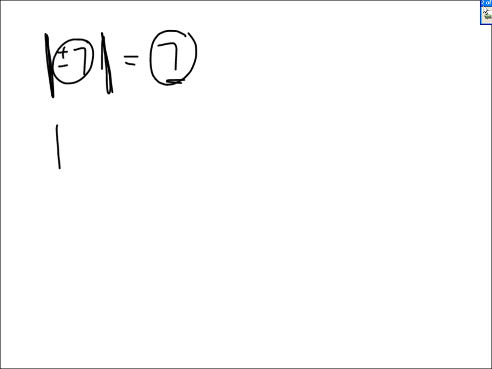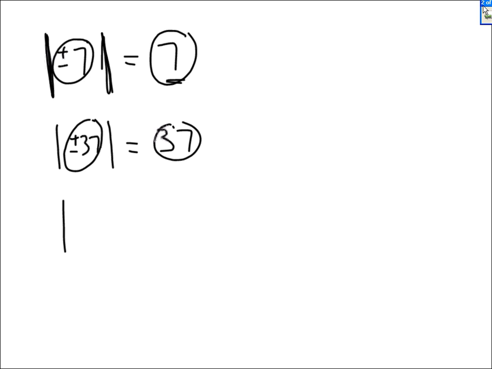The absolute value of what will give you 37? What numbers can I plug in there? So if I ignore the signs, I get 37. The answer is plus or minus 37.